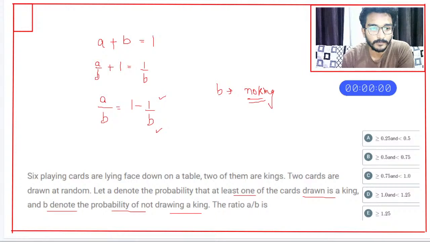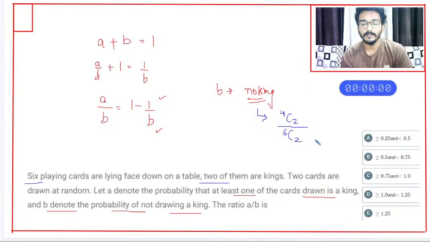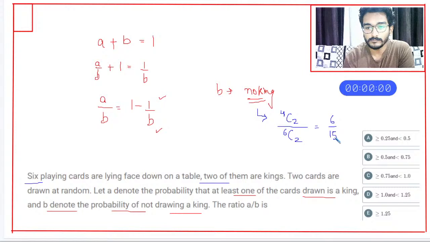So you have to just find the probability that out of 6 cards, 2 are kings, and we require no king. So those 4 cards having no king, we have to select 2 cards. This is 4C2 over 6C2. This is the probability, and this is 6 over 15, that's 3 by 5. So if I plug this value here, it is 1 by B.